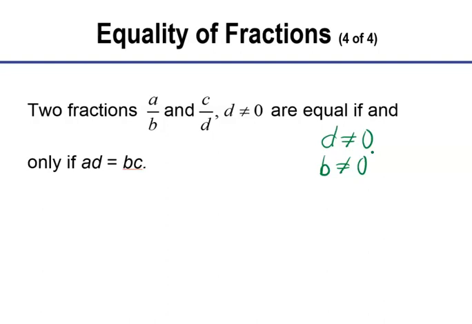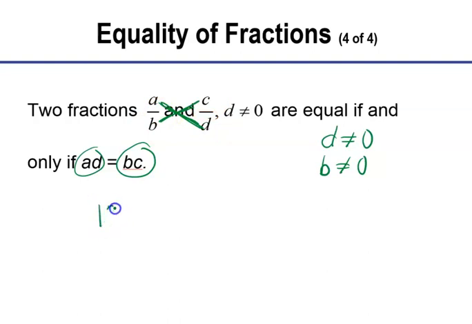So two fractions, a over b and c over d, where d is not equal to 0 and b is not equal to 0, are equal if and only if AD, notice what we're doing here is multiplying AD equals B times C. So if fractions are equal, then you can cross over, and A times D must equal B times C. You recall the problem that we just worked on?